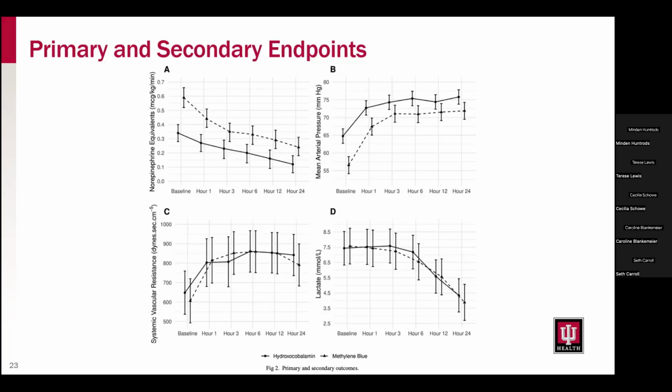And then in box B, which was a secondary outcome, looking at mean arterial pressure. Again, the methylene blue group did start out at a lower MAP compared to hydroxocobalamin, but both had a pretty decent increase in MAP as the hours progressed, but hydroxocobalamin had a statistically significantly higher increase in MAP. And then for box C and D, for systemic vascular resistance and lactate, there was no difference between the groups.